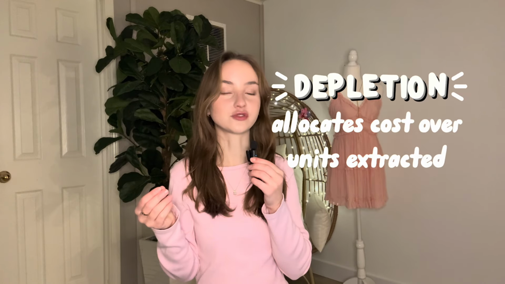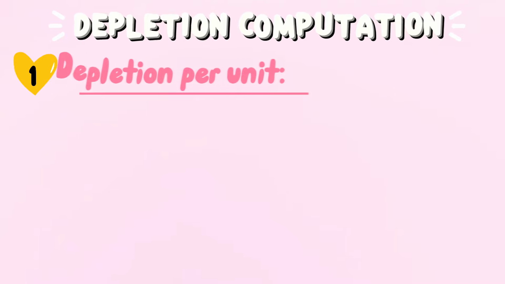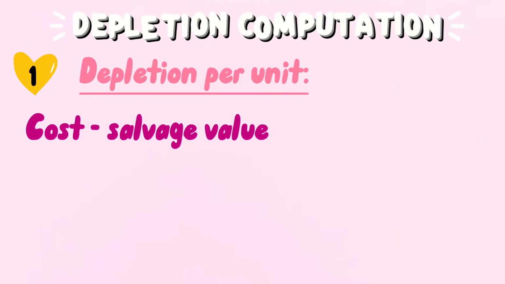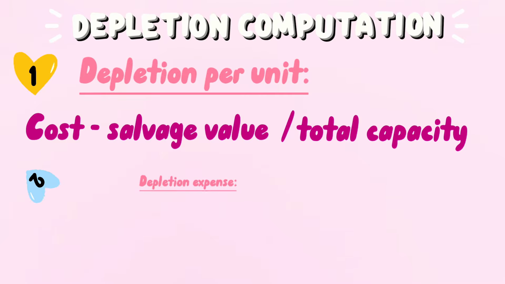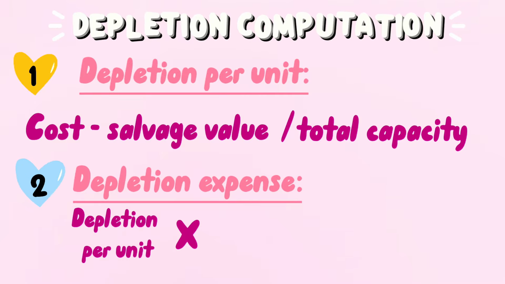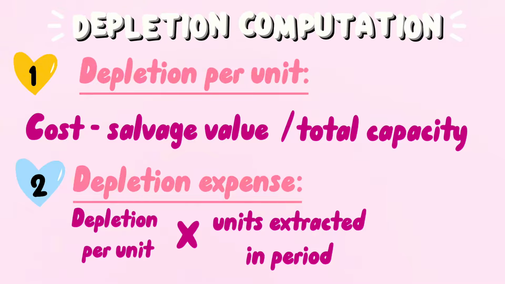Oil, coal, timber, minerals, these are all natural resources that are physically consumed, and so they are going to deplete. Depletion allocates the cost of natural resources over the units extracted. To calculate depletion per unit, take your cost minus salvage value and divide by the estimated total capacity. That depletion per unit is multiplied by the units extracted during the period, and this is your depletion expense.